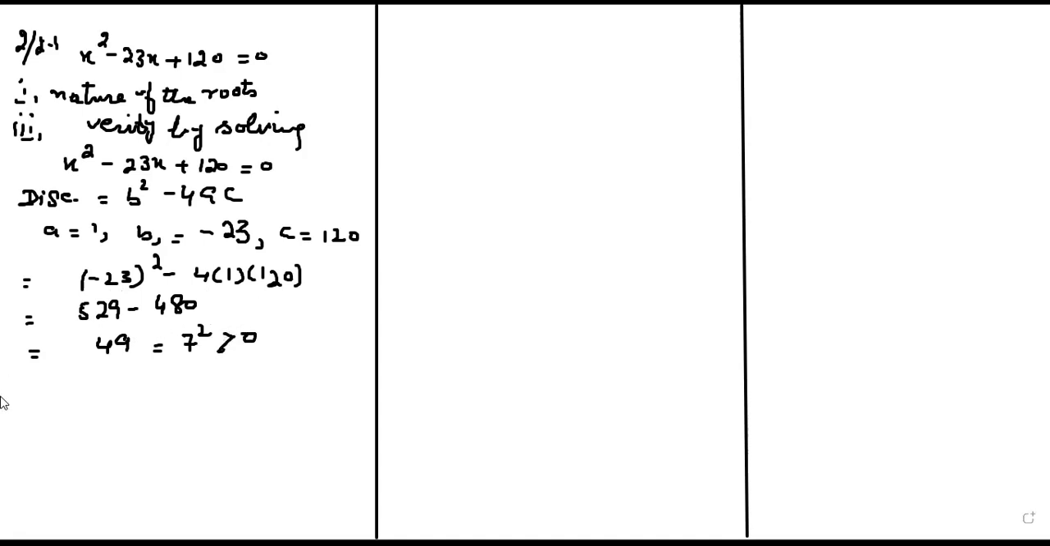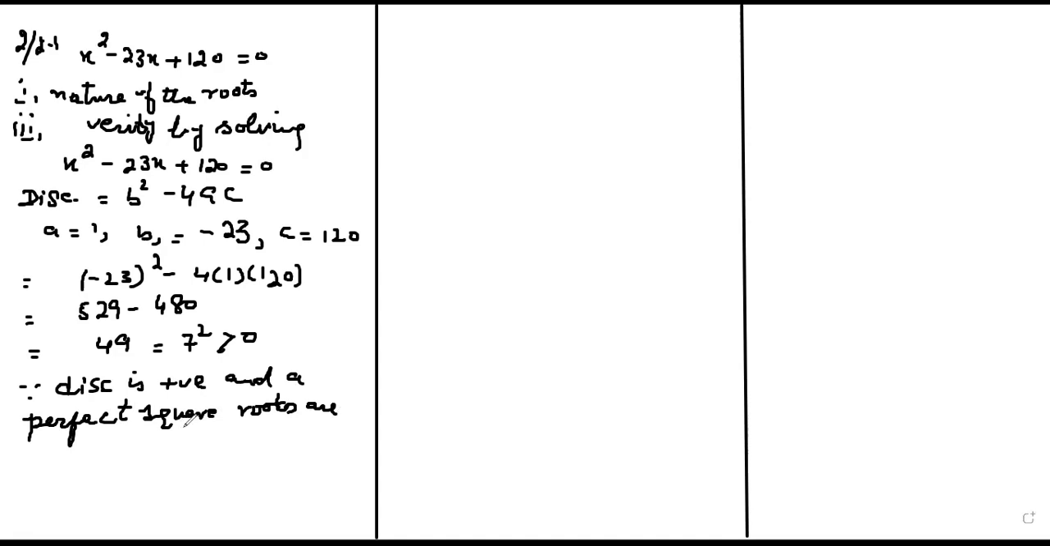So as the discriminant is positive, because discriminant is positive and a perfect square, the roots are real, rational, and unequal, means different. Right? So we do number 2 now.